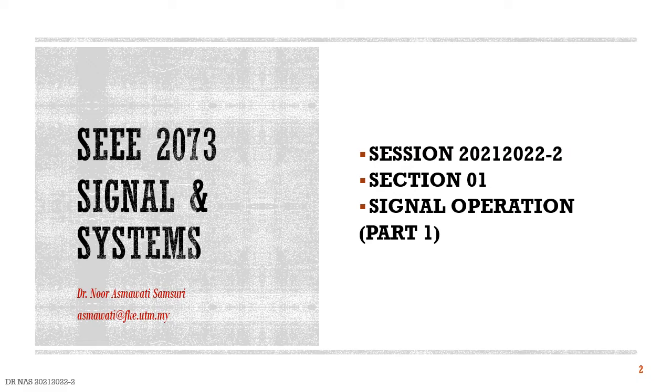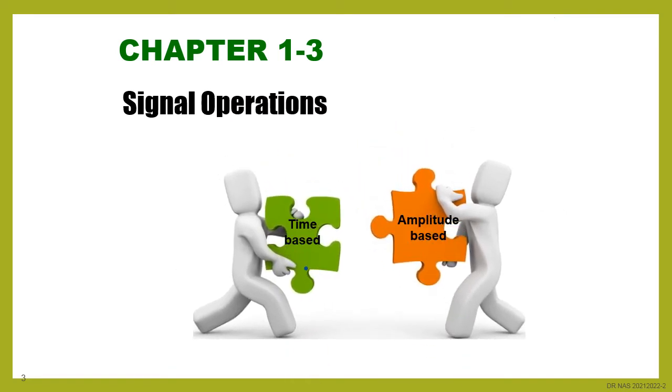So today we're going to start with our second topic of the first chapter entitled Signal Operation. There are two types of signal operations, which are the time-based and amplitude-based. To differentiate between time-based and amplitude-based, you need to compare the equation with the general equation. The general equation is given as y equal to x(t).